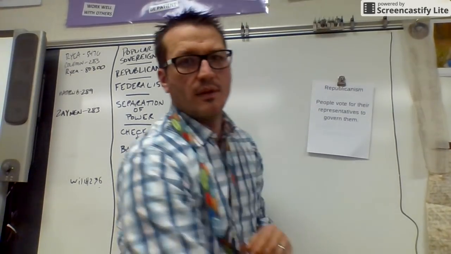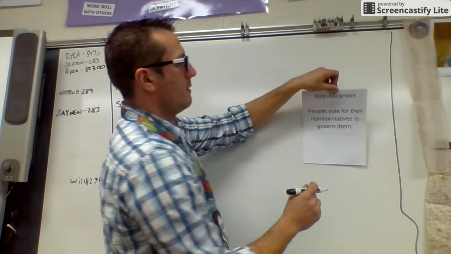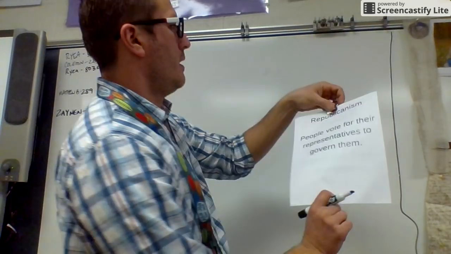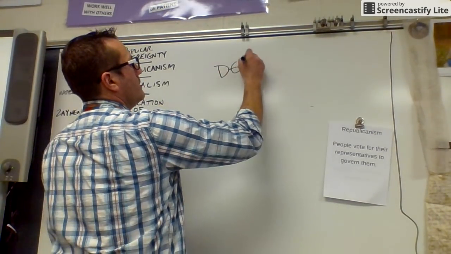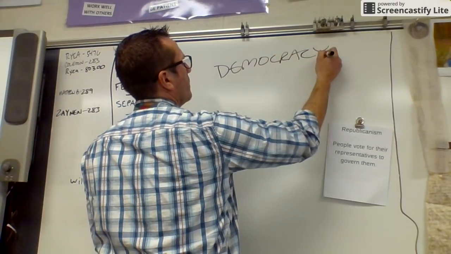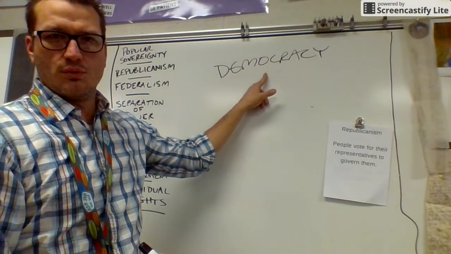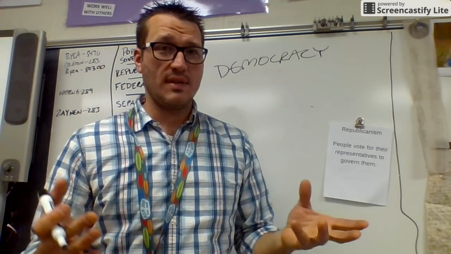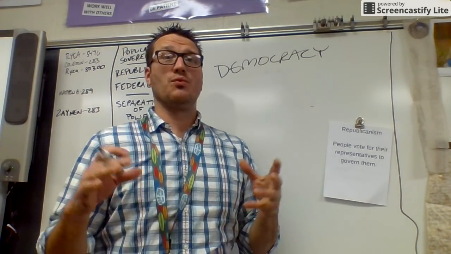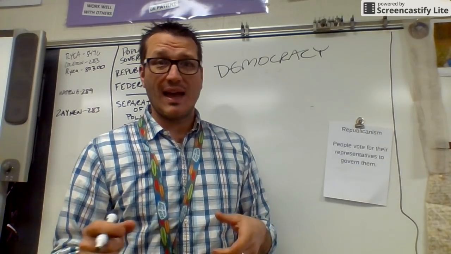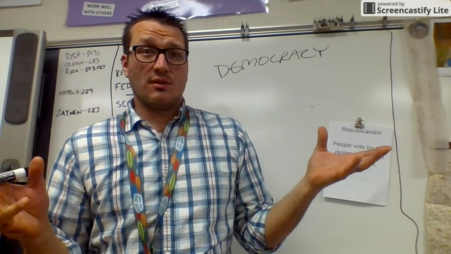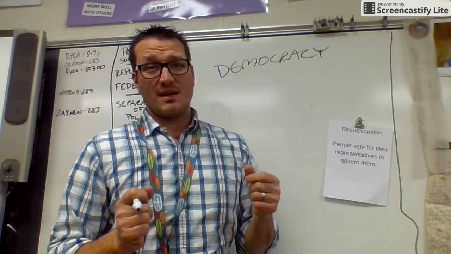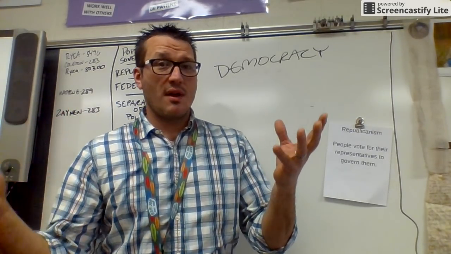All right, republicanism. People vote for their representatives to govern them. Now, you probably have seen something called a democracy. Okay? We do not live in a true democracy. In a true democracy, everyone would vote on every law all the time. And as you can imagine, that would get really time consuming. And plus, I don't really know that much about environmental law, or OSHA, or certain things that they vote on in Washington.